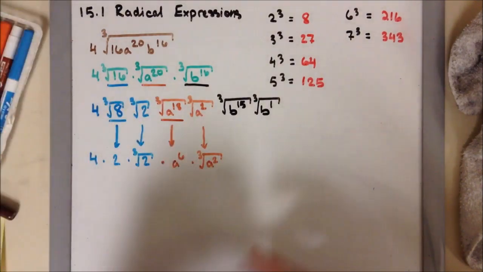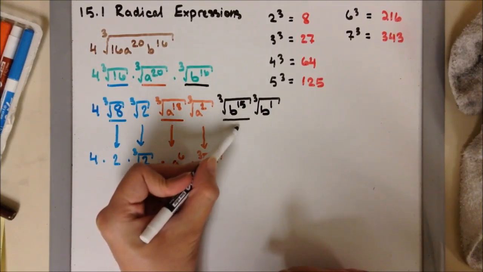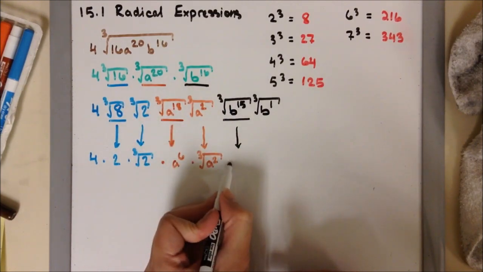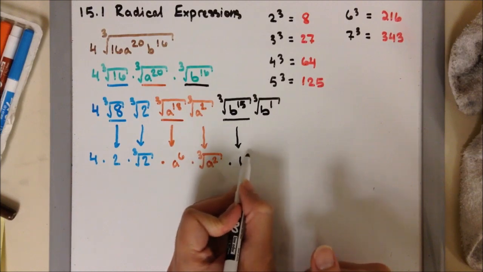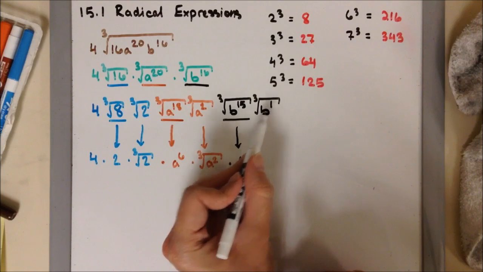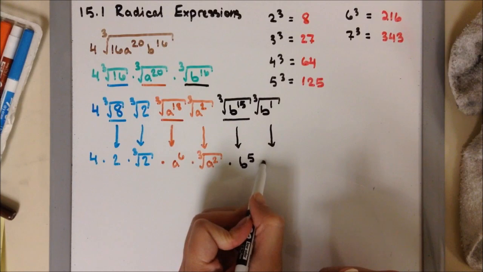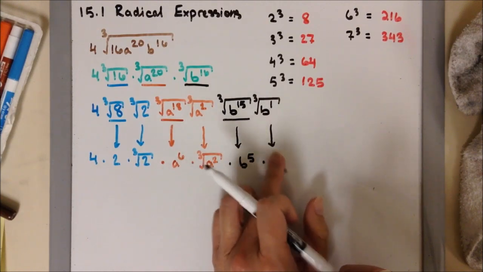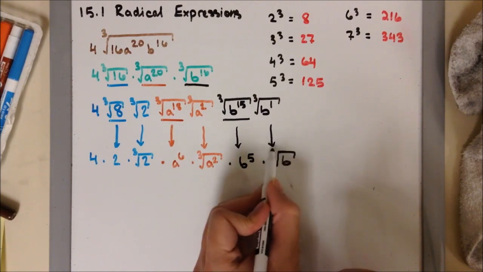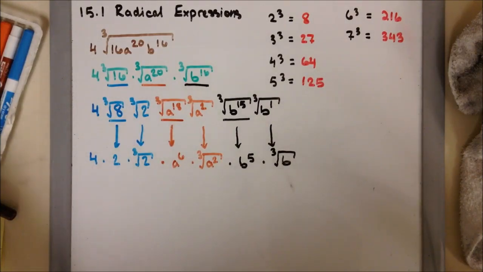Now for the b's. You can do the cube root of b to the 15th power because my index 3 can go into 15 5 times, so it's going to be b to the 5th power. Whereas the cube root of b to the 1 power, 3 cannot go into 1 as a whole number, so I'm just going to bring it down. Like so. Alright, from there, we're going to start simplifying.